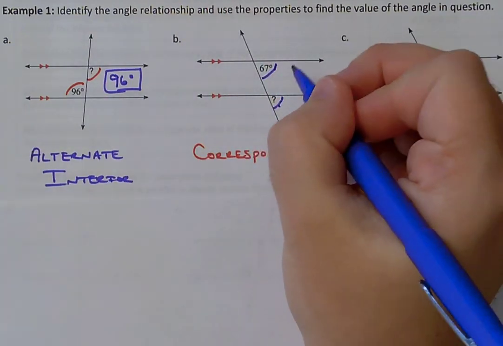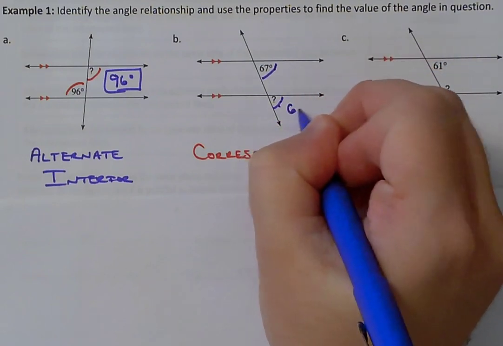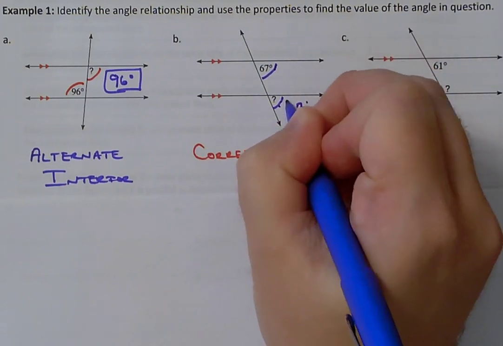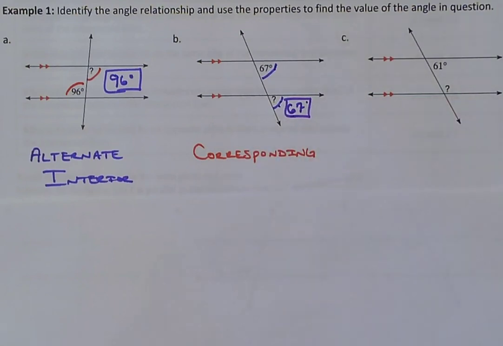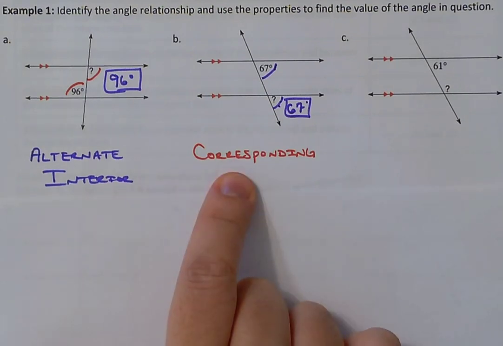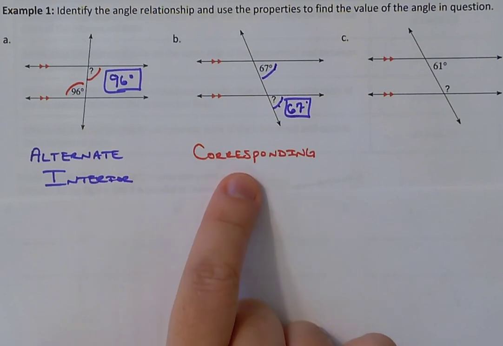meaning this measure is 67 degrees, because corresponding angles are congruent. Alternate interior, corresponding, they are the same measure.